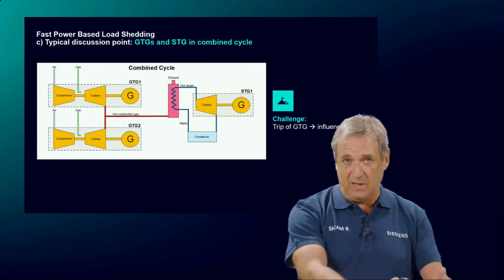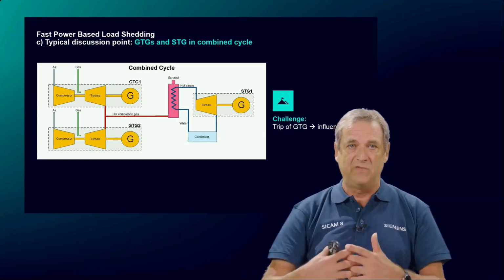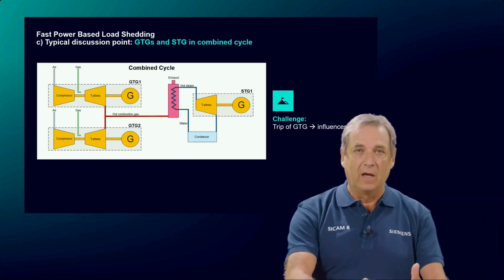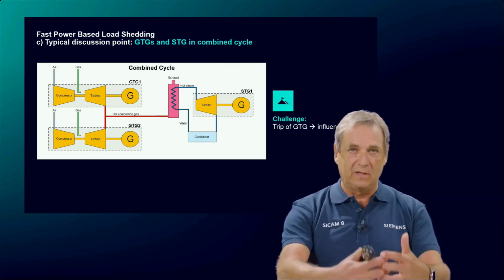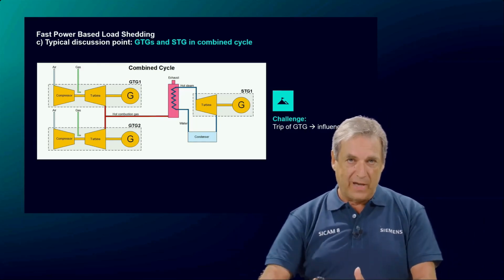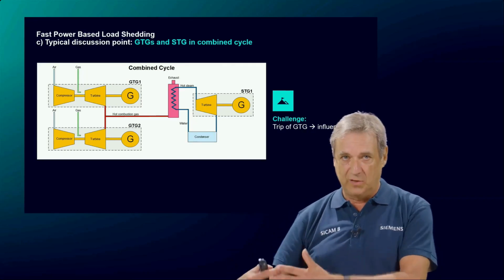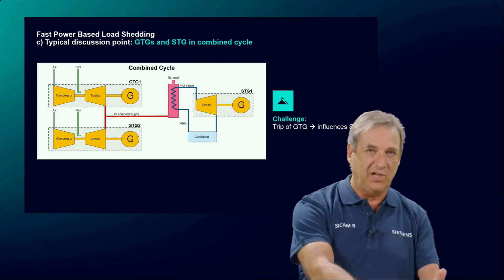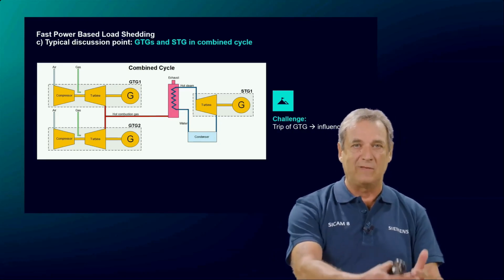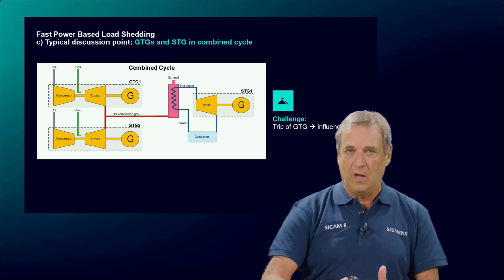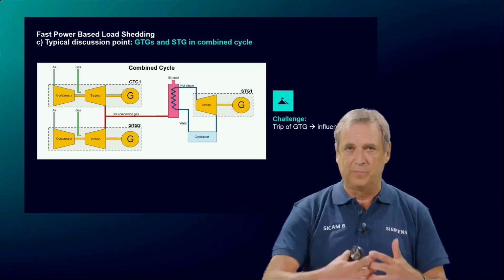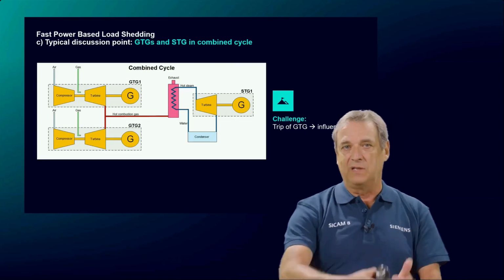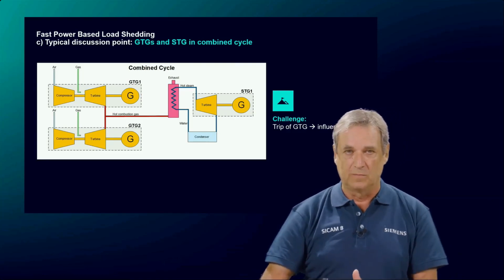My recommendation, in case that no information is available, it's typically for a feed stage of a project, for example, then we suggest considering the trip of the GTG by the standard fast power-based load shedding function and the possible later impact on the STG by the dynamic power-based load shedding. So now we haven't talked about this function, but more details about this load shedding function will be given in the next section of our presentation.